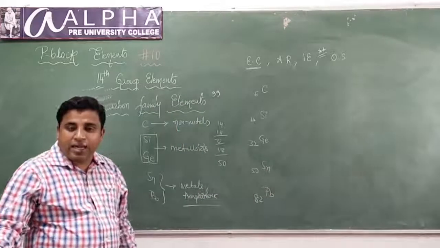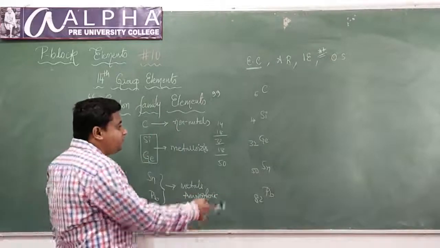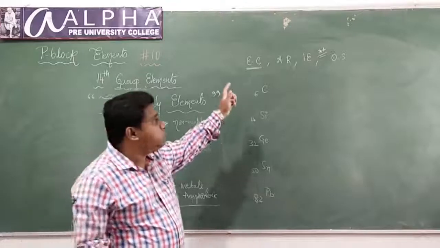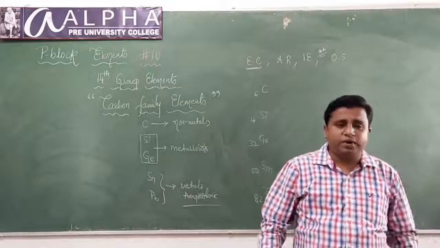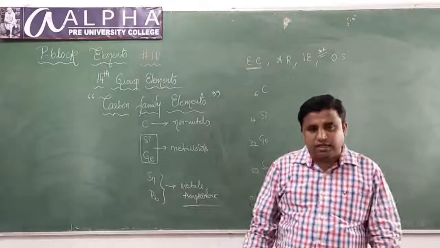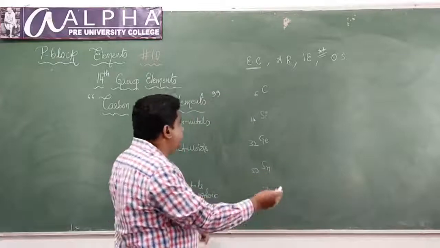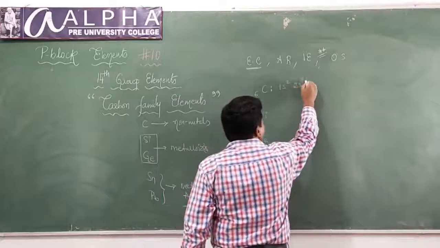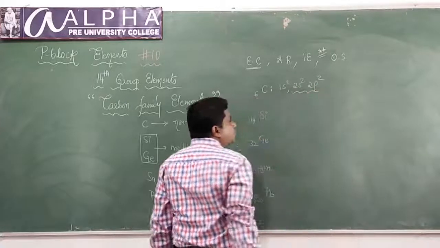Be very careful when you write the electronic configuration of these elements, because it is the electronic configuration which explains the various physical properties and the various chemical properties of any group elements, isn't it? Now, when I talk about carbon, what is its electronic configuration? Carbon: 1s2, 2s2, 2p2. Is this correct?